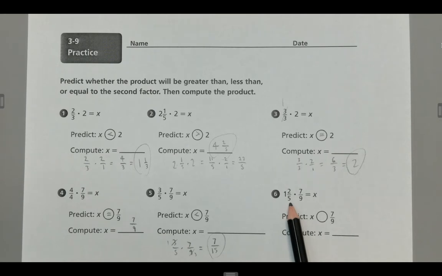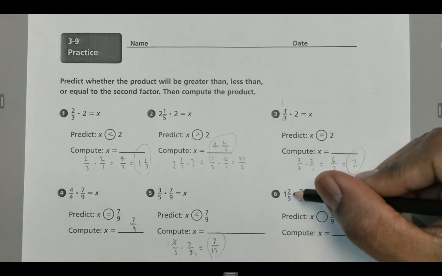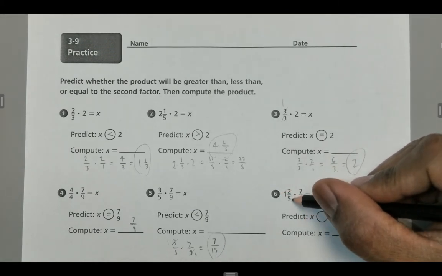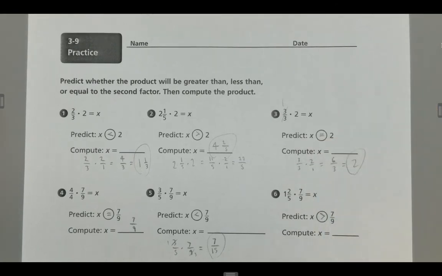Number 6, 1 2/5 times 7/9 equals x. What am I doing to 7/9? I'm multiplying it by 1 2/5. Is 1 2/5 equal to a whole? No. Is 1 2/5 greater than a whole? Yes, it is. So I'm multiplying 7/9 by something that's greater than a whole. My answer is going to be greater than what I started with.